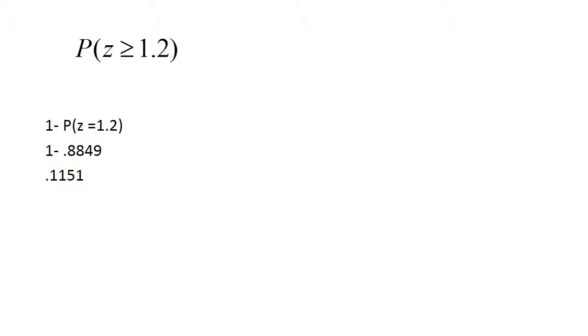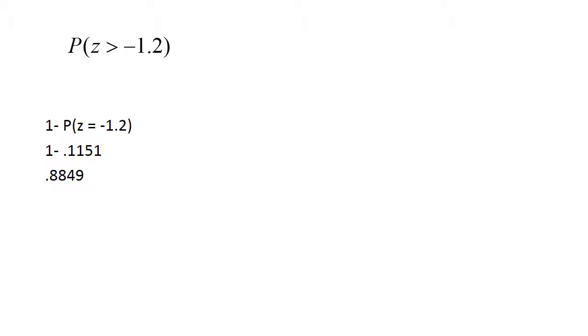The second question is a greater than question. Anytime you're asked to find the probability that the z-score is greater than a given value, you first look up the probability. Then you subtract 1 minus the probability. In this case, we have 1 minus the probability of 0.8849, which gives us an answer of 0.1151.